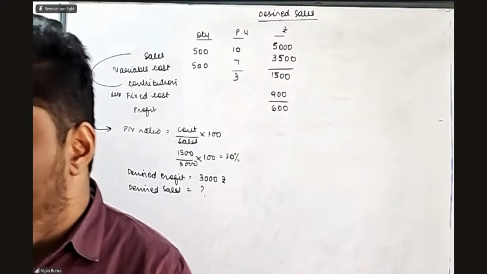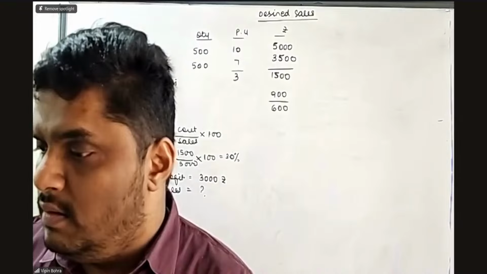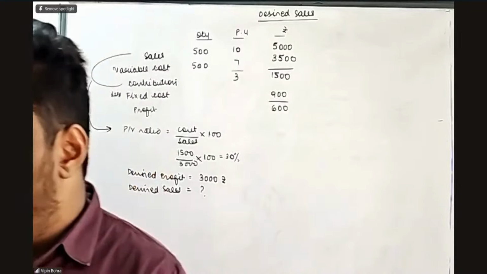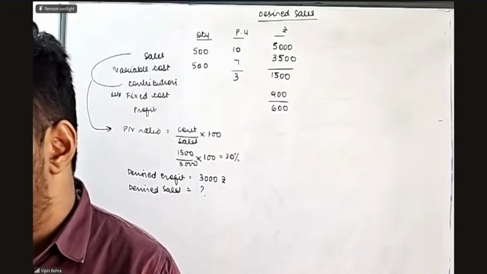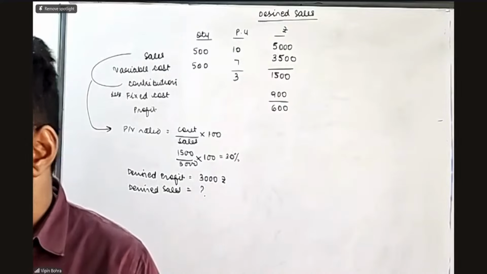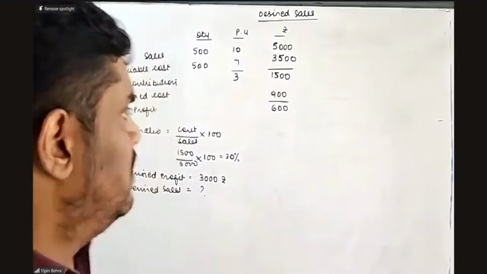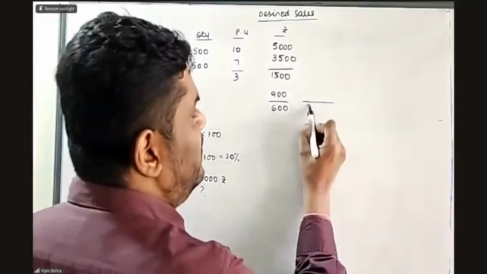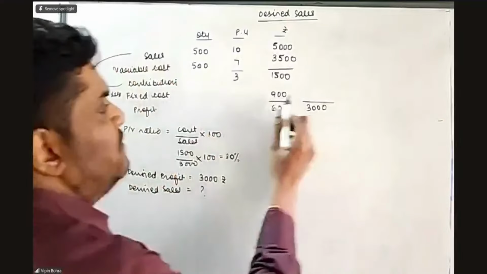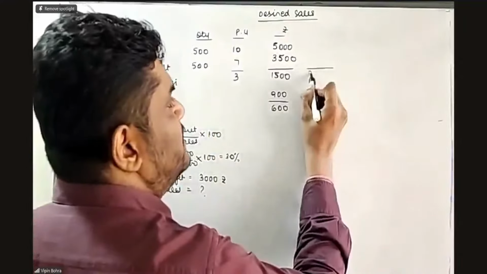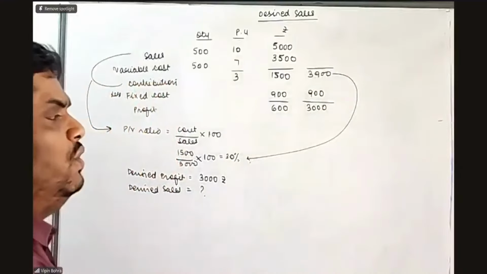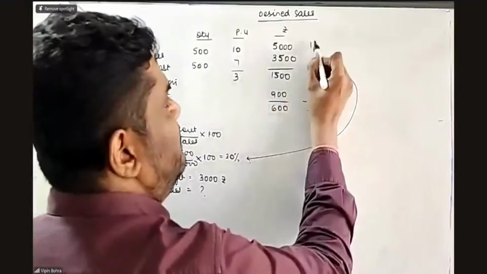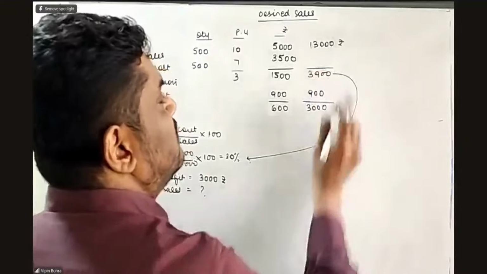Very good, Pooja. It is correct. Ravari, it is correct. Very good, everyone. Correct answers. So herein, I have a desire to earn a profit of 3,000 rupees. My fixed cost is how much? 900. So this will be 3,900. This 3,900 is equal to 30%. So how much will be 100%? 13,000 rupees.